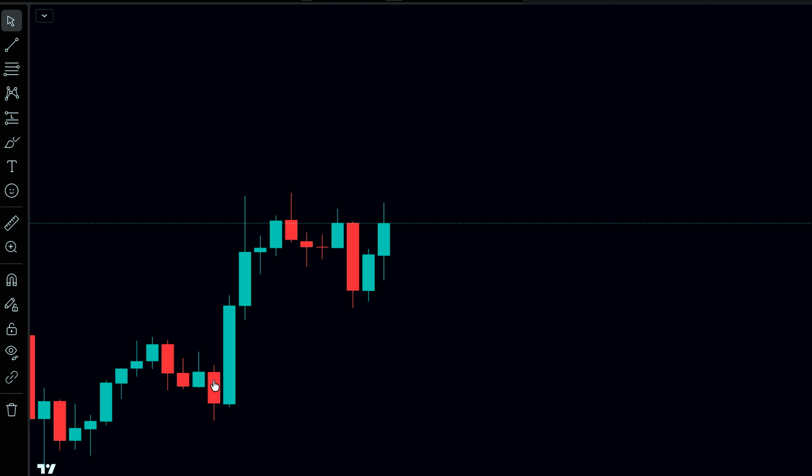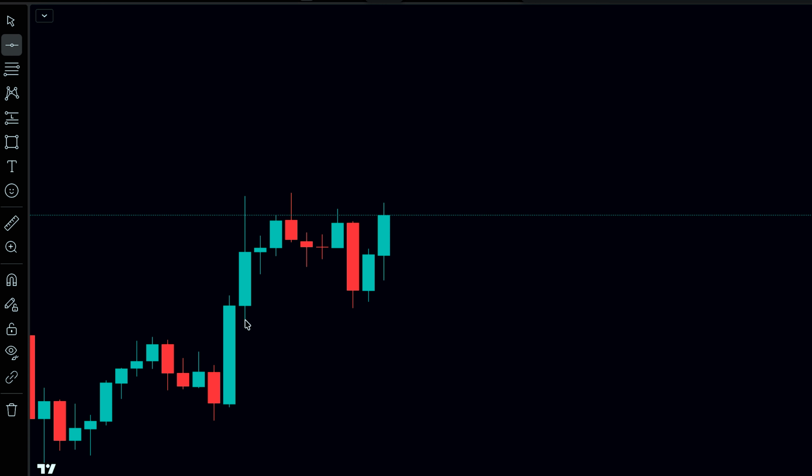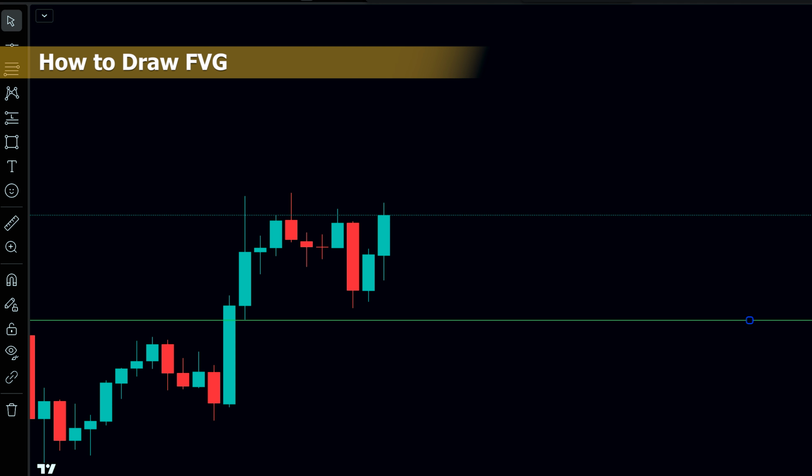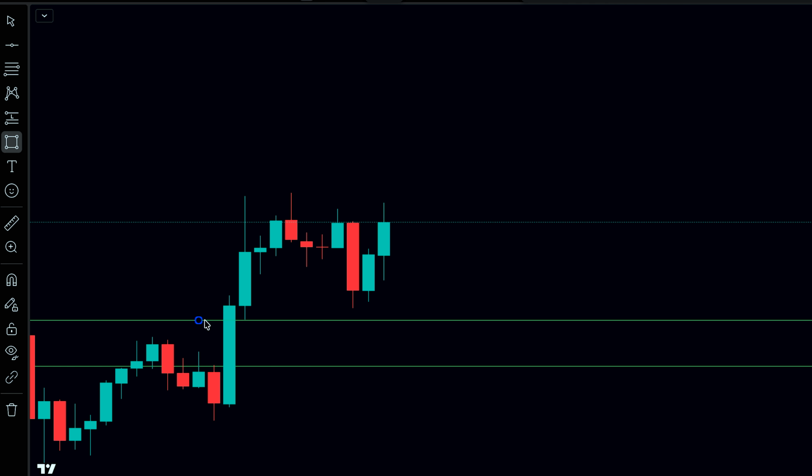Whenever you look at a chart and see a structure like this, where the first candle is small, the second candle is very large, showing strong momentum, and the third candle is again small, this creates a gap between the first and third candle. To identify it, we draw a rectangle between the first candle and the low of the third candle. The space between this rectangle is called the fair value gap.